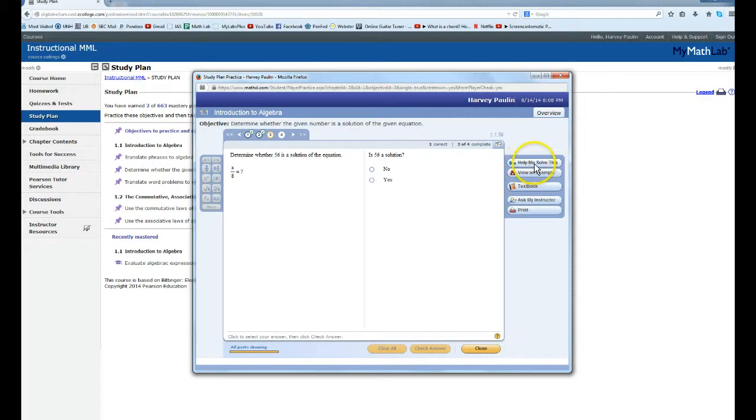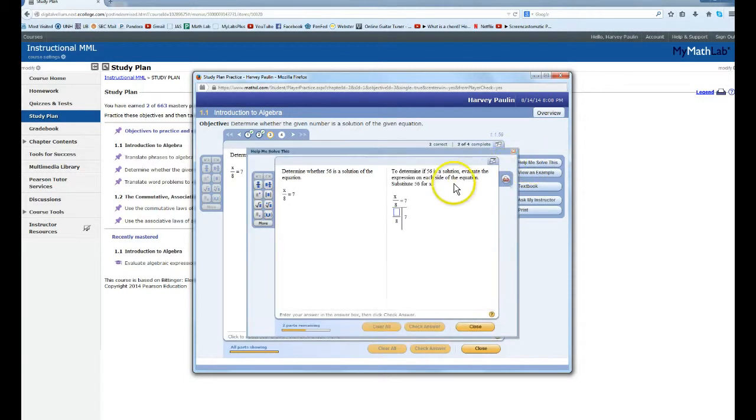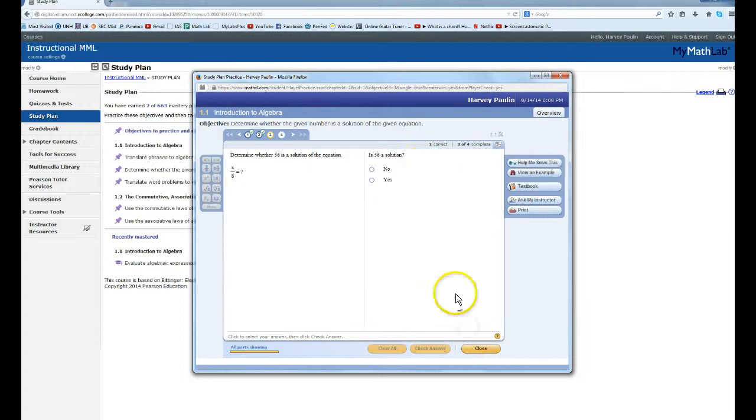Now, when I click on this button, and I'll do it anyway, it's showing you some examples. Notice I have to put the 56 in there. It's asking me to input stuff. So I put the 56. And then I check my answer, and it's helped me. So I'm going to close this.